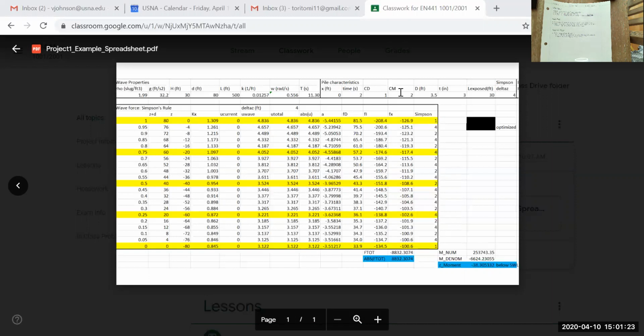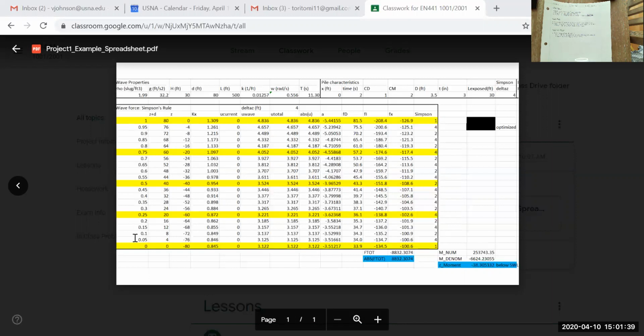Drag coefficient, inertial coefficient, the pile diameter in units of feet. Our thickness in units of inches, that doesn't really show up in these calculations, but it could be helpful if you want to continue to use a spreadsheet for API calculations. Exposed length, I think I need to change that. I was playing around with something earlier.